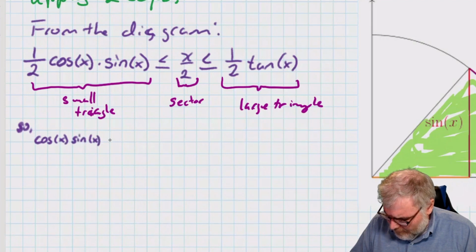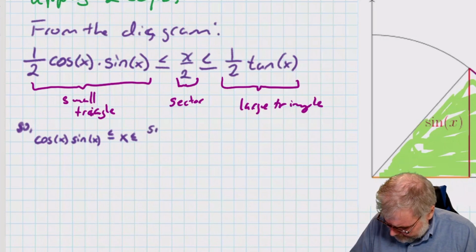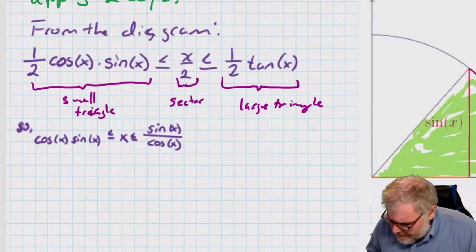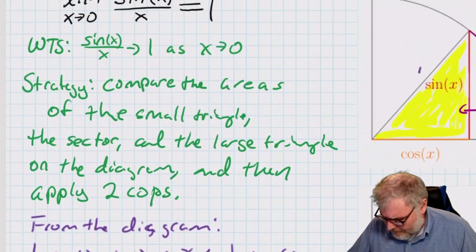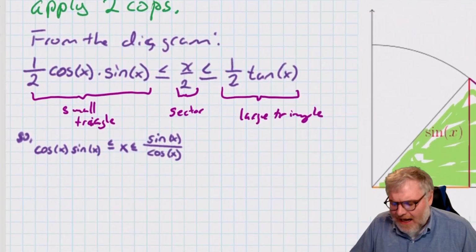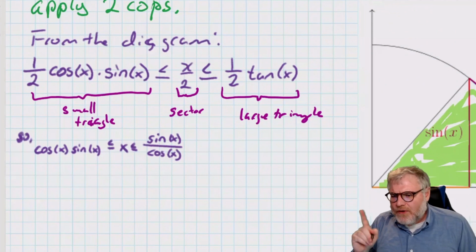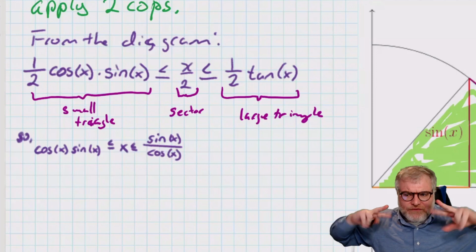The other thing I'm going to do here is convert tan to sine over cosine. Okay, so now I have this inequality right here. And remember, what I want here in the middle is sine of x over x. So x is on top on this one. What I'm going to do is flip everything. And remember, when you flip everything, you have to flip the inequalities.